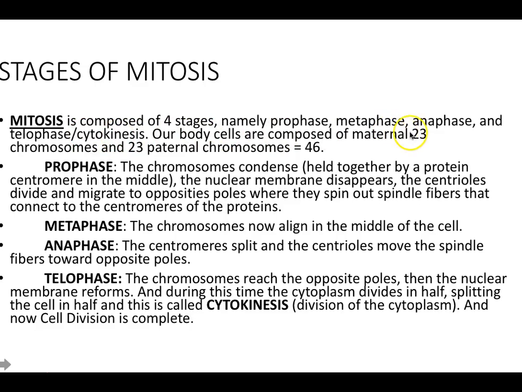A body cell is composed of 23 maternal and 23 paternal chromosomes for a total of 46. Okay, so prophase. The chromosomes condense. They are held together by a protein centromere in the middle. The nuclear membrane disappears. The centrioles divide, and they migrate to opposite poles.